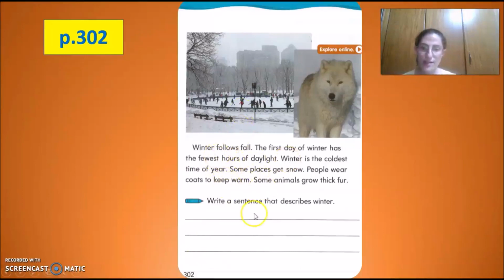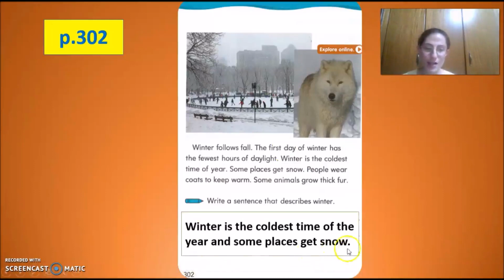Check out which sentence will describe the winter. Winter follows fall. First day of winter has the fewest hours of daylight. Winter is the coldest time of year. Some places get snow. People wear coats to keep warm. And some animals grow thick fur. And you guys think which sentence describes the winter season? Excellent. Winter is the coldest time of the year and some places get snow.